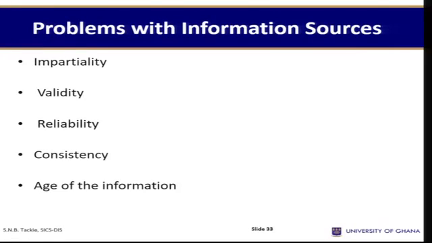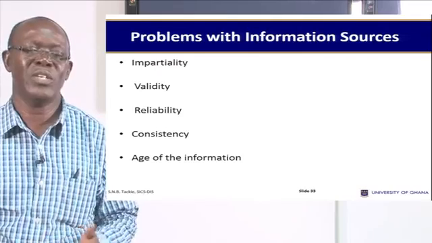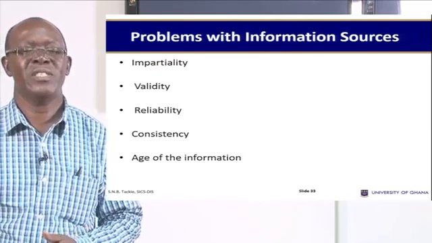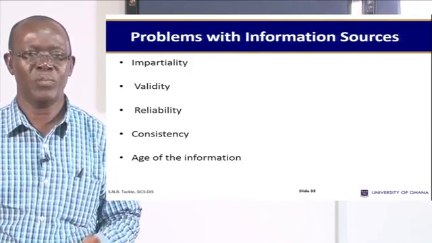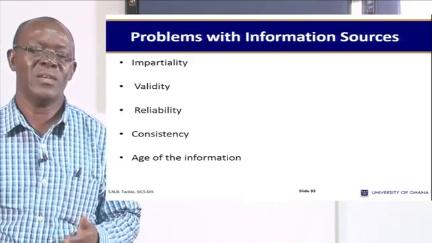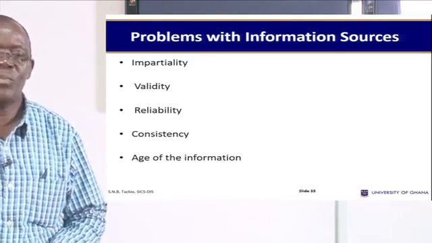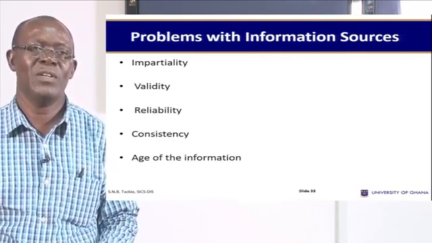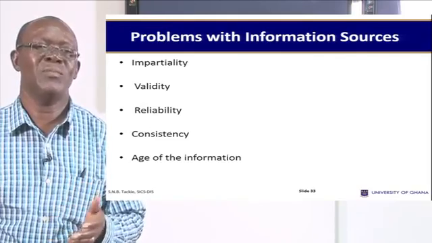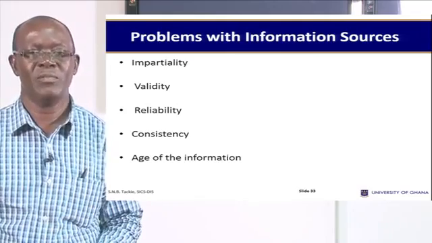But there are problems that we may encounter with sources of information. The first one is partiality or impartiality, depending on how you look at it. If information is impartial, then it means that the information is objective and it can be used to a good purpose. But if the information is partial, it may land you into trouble. For example, you put information out there, and you skew the information to benefit a particular individual or organization. Obviously, what you are doing is being partial, and so we will have problems with that kind of information.